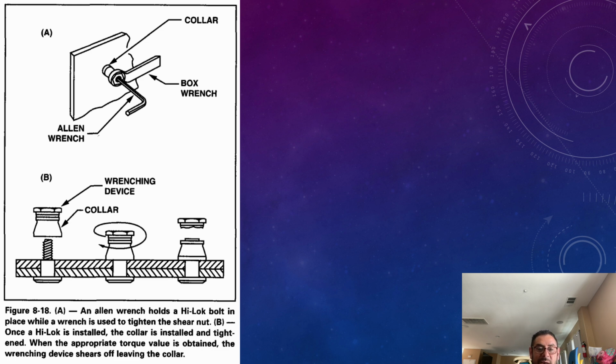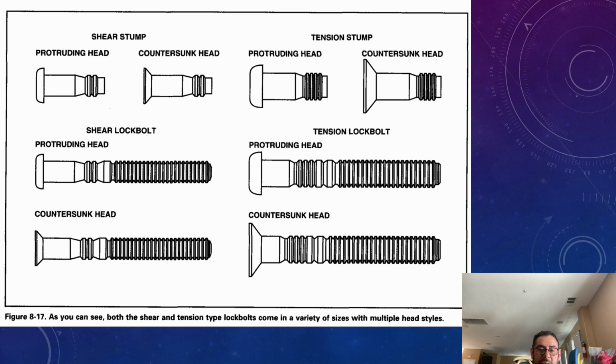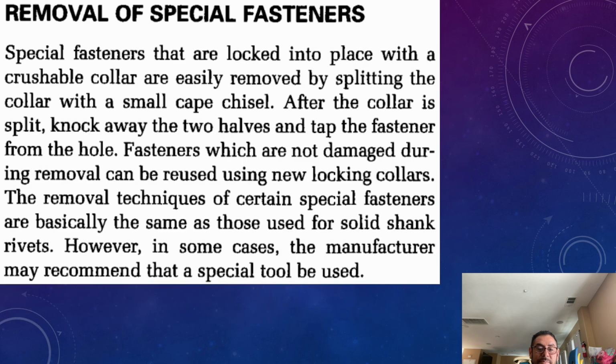So, again, pause the video. Understand how this mechanism works. Along with this slide too, figure 8-17, as you can see, both the shear and tension type lock bolts come in a variety of sizes with multiple head styles.